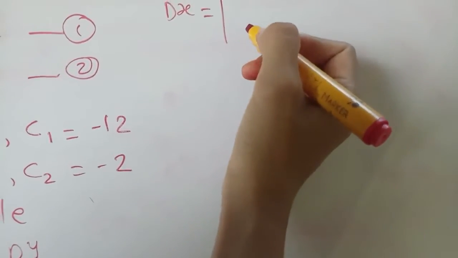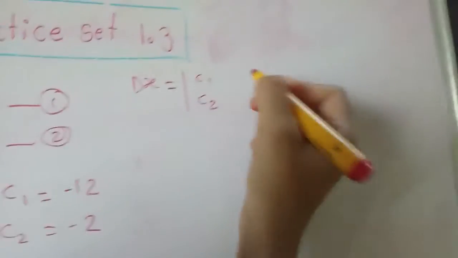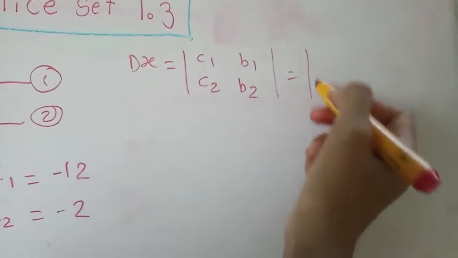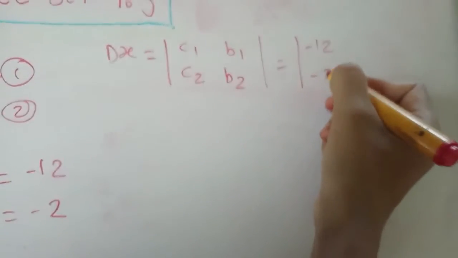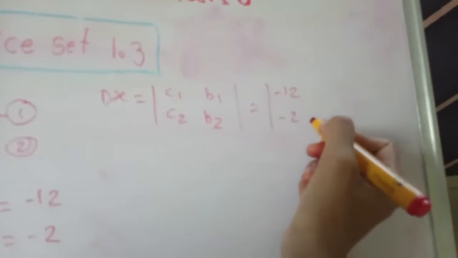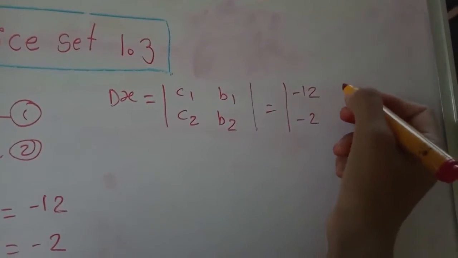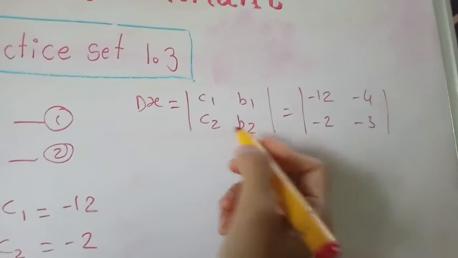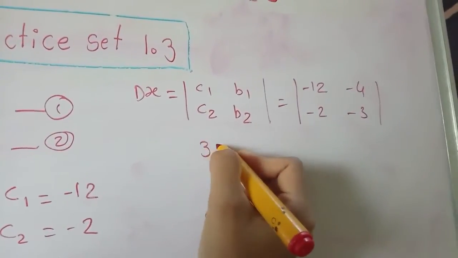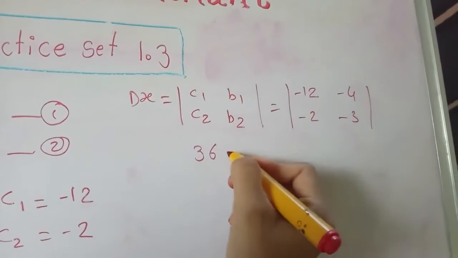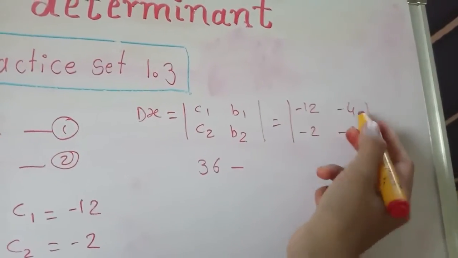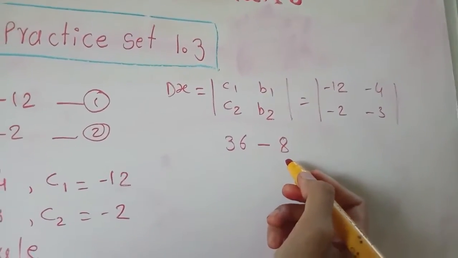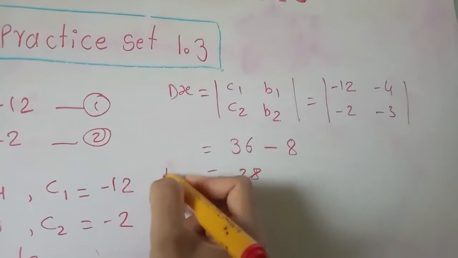dx is equals to determinant of c1 c2 b1 b2 is equals to minus 12 minus 2 and minus 4 minus 3, cross multiplication. 12 into 3 plus 36 minus 8, minus minus plus. So 36 minus 8 is equals to 28.